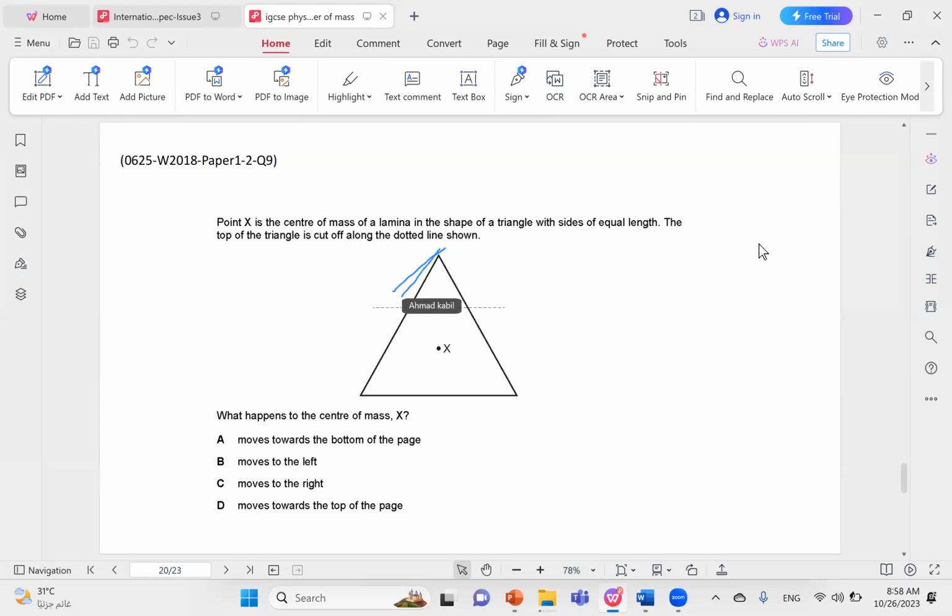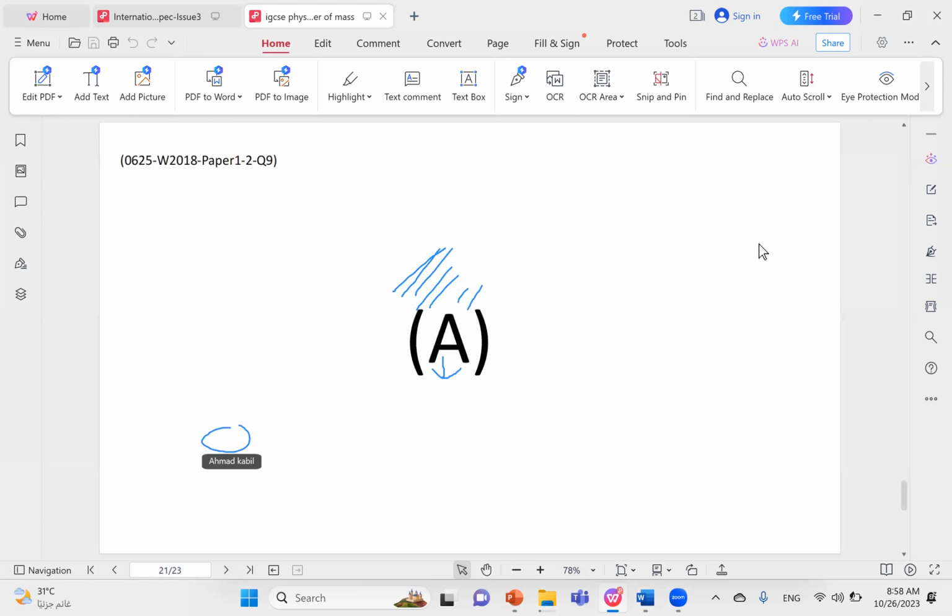If I remove this part, what happens to the center of mass? So I removed a part from the top, which tells me that more mass is now concentrated at the bottom. So where would the average be? The average would move down as well, because I removed a part from the top that was affecting the center of mass. Now, since it's gone, more power is given to the part at the bottom. So the center of mass, which is a representation of the average, will move downwards as well. So the correct choice here would be choice A, moves towards the bottom of the page.